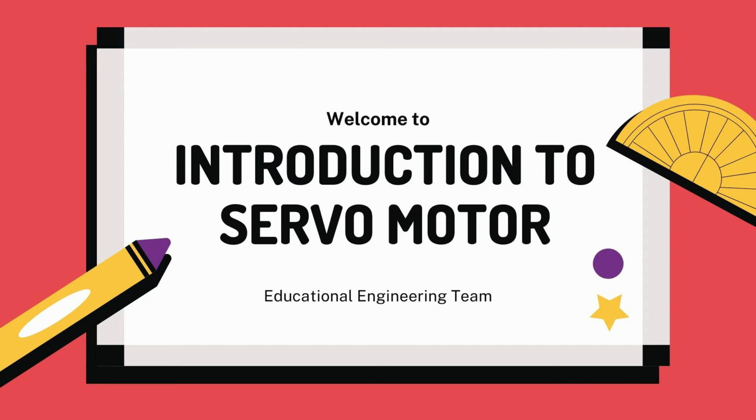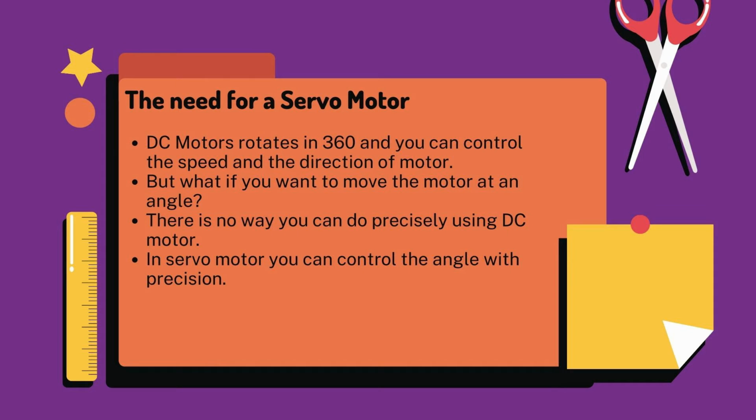And now, let's proceed to the introduction to servo motor. So what is the need for a servo motor? DC motors rotate in 360 and you can control the speed and the direction of the motor. But what if you want to move the motor at an angle? Now there's no way you can do it precisely using a DC motor. In a servo motor, you can control the angle with precision.